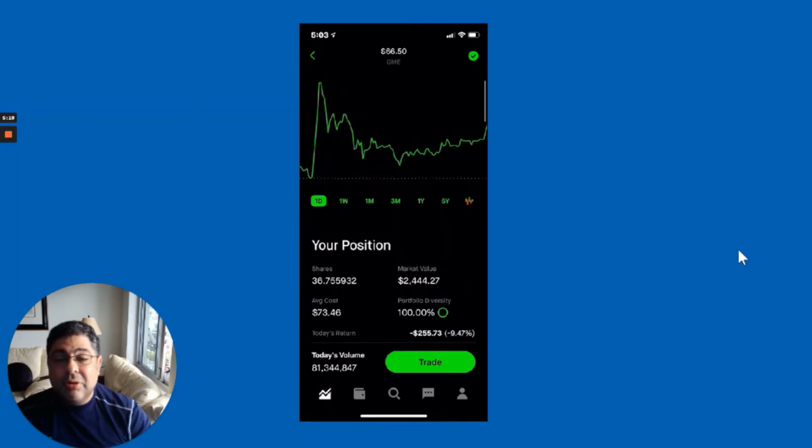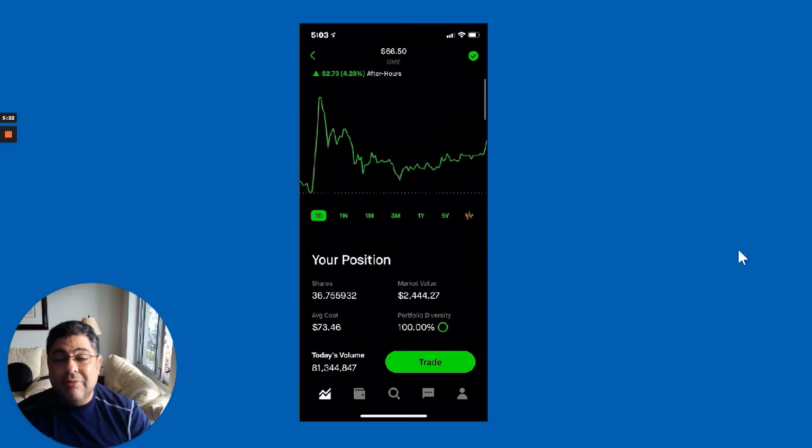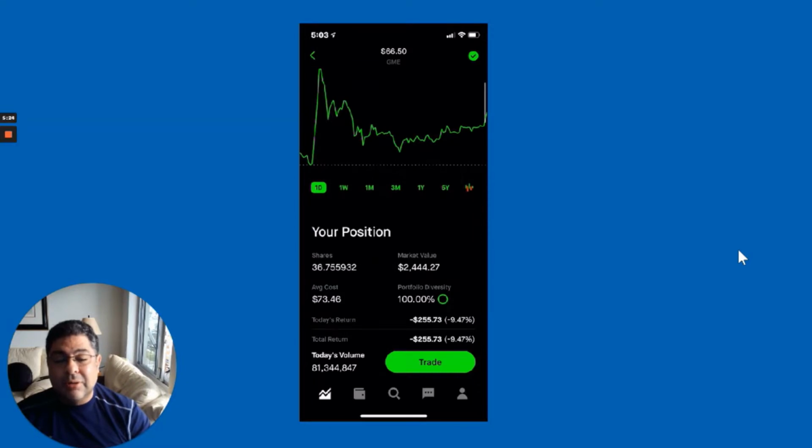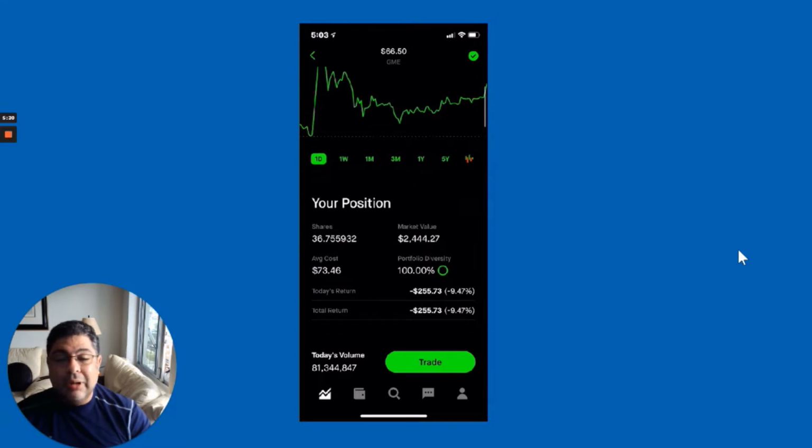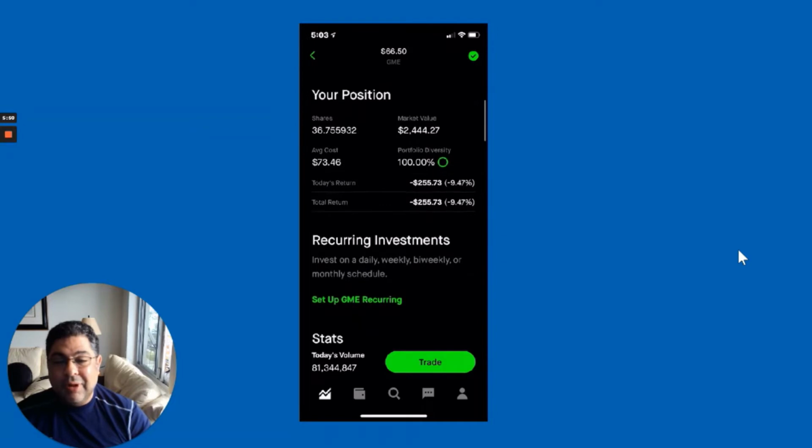My position shows how many shares, the value of the shares, the cost that I paid for the shares, and the return that I had during the day. It was negative, but because I haven't sold them, I haven't really lost any money. Of course, if I sell them, let's say right now the market was open and I decided to click trade and sell them right away, then obviously I lose $255.